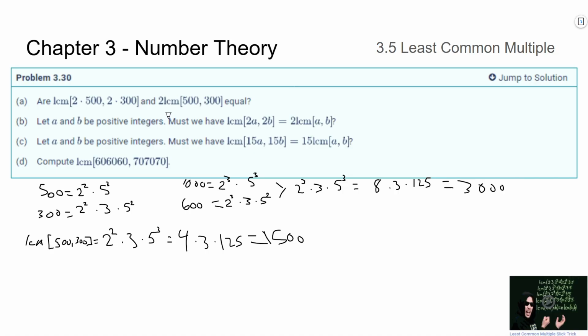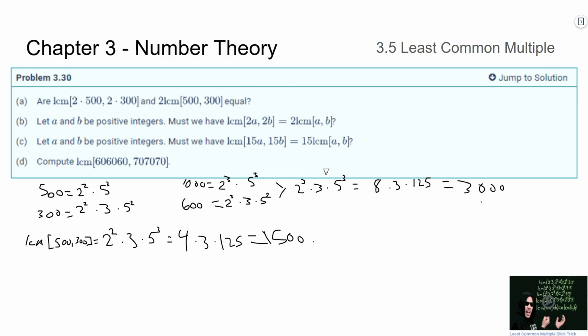So is 2 times each of the numbers the same thing as just doubling the LCM? And it is. Look, 1,500 and 3,000. 3,000 is just twice as much as 1,500. So would that always be the case? So would it always be the case that 2 times some A and 2 times some B, would that least common multiple be the same thing as twice the least common multiple of half of those?